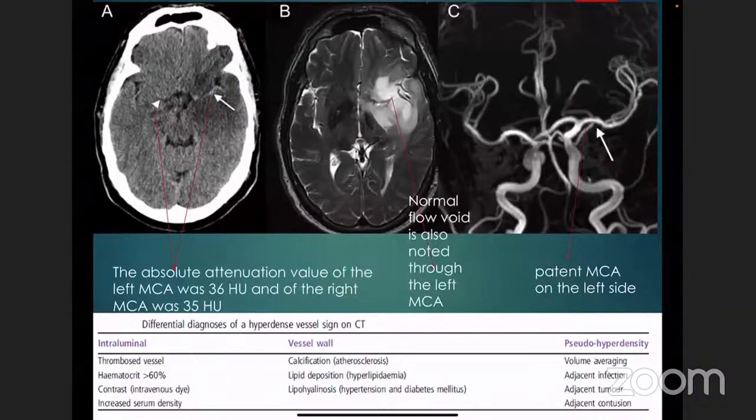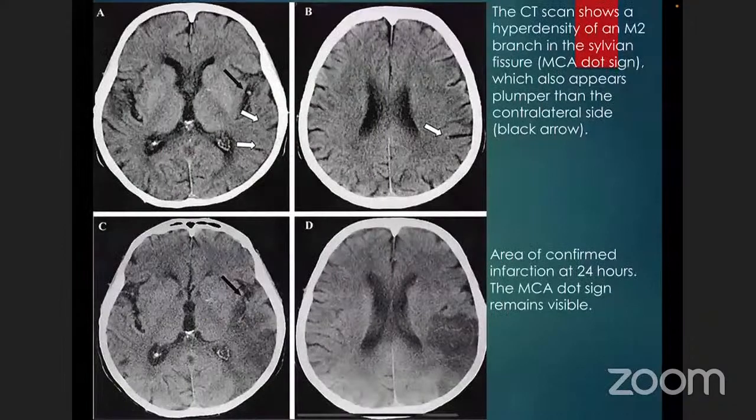So what are the differential diagnoses of the hyperdense vessel sign, or what are the causes of a pseudo-hyperdense vessel? We have intraluminal causes, vessel wall causes, and pseudo-hyperdensity. The intraluminal causes include thrombosed vessels, hematocrit more than 60%, contrast dye, or increased serum density. Vessel wall causes include calcification, atherosclerosis, hyperlipidemia, or lipohyalinosis in hypertensive and diabetic patients. Pseudo-hyperdensity includes volume averaging, or an adjacent tumor, infection or contusion, which might give you a false impression of a hyperdense MCA.